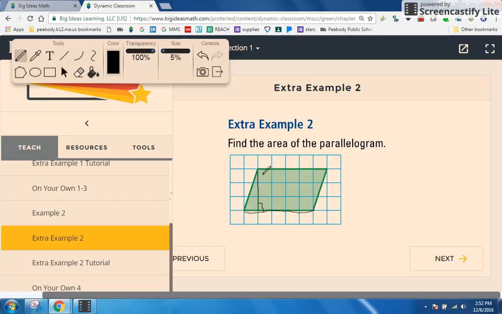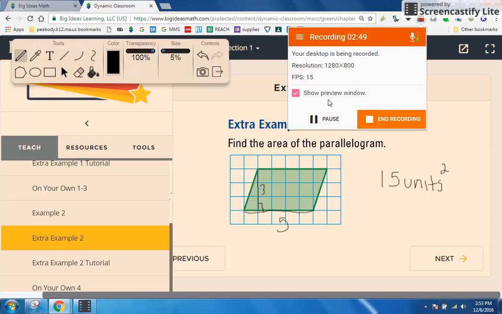So I want to count how many boxes are making the height. 1, 2, 3. So my height is 3. And then 1, 2, 3, 4, 5. So my base is 5. So I'm just doing base times height. 5 times 3 is 15. This one doesn't have a label, so I'm just going to write the word units. And then I'm going to put a little 2 over it because area always has a little 2 over it. So 15 units squared.